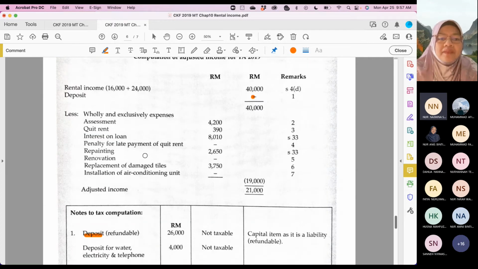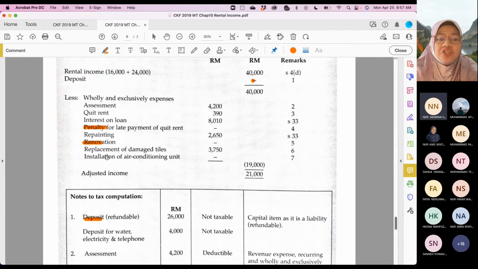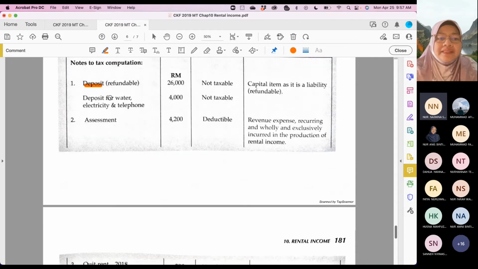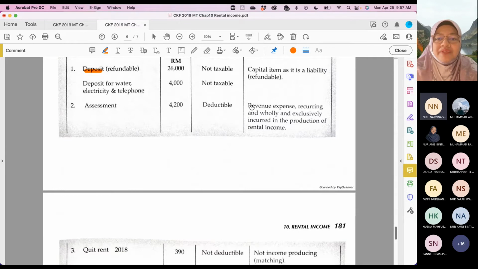Expenditure only the revenue ones, but any penalty is not deductible. Renovation is not deductible because it's capital. Installation of aircon is not deductible. Again, it's a capital expenditure. So from there, you have total expenditure of 19,000. So you have adjusted income of 21,000. Deposits, all these are not taxable. Assessment is deductible because it's revenue in nature.